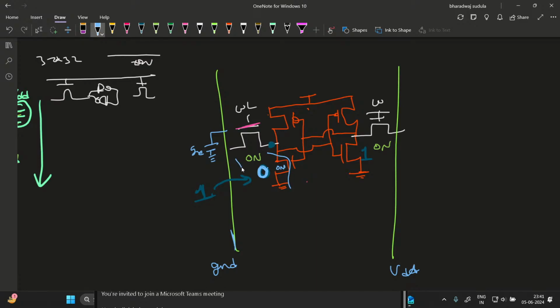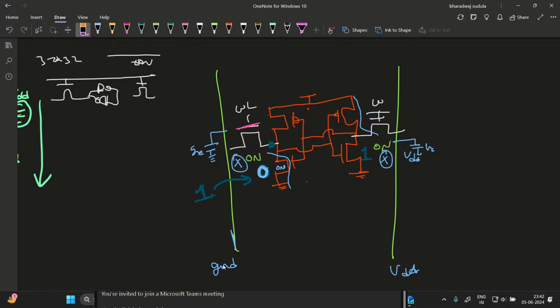So there is no current flow here, and this is VDD. This is charged to VDD, and this is also connected to VDD via PMOS. And here also there is no current flow. Actually, there is no write operation being happening here.